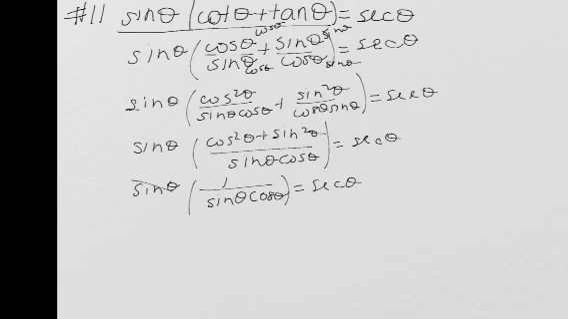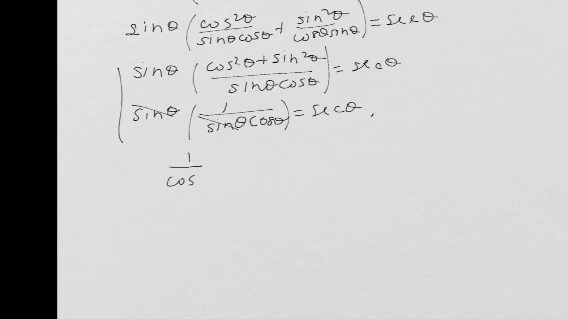Multiplying by sine theta causes the sine thetas to cancel out, and I get 1 over cosine theta equals secant theta. And then using my resources, 1 over cosine theta is secant theta, so I get secant theta equals secant theta, and my identity is proven.